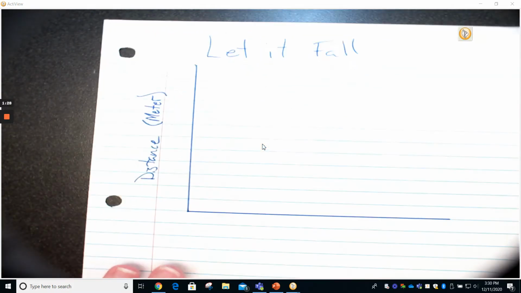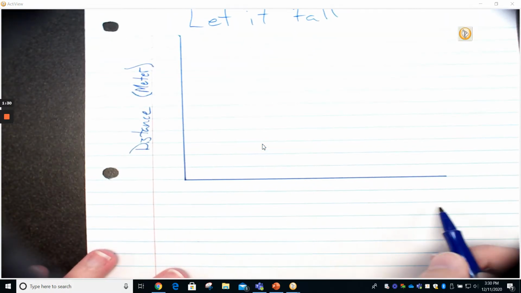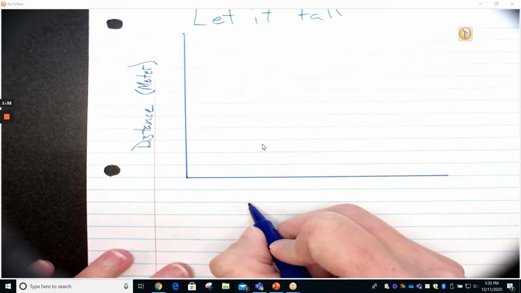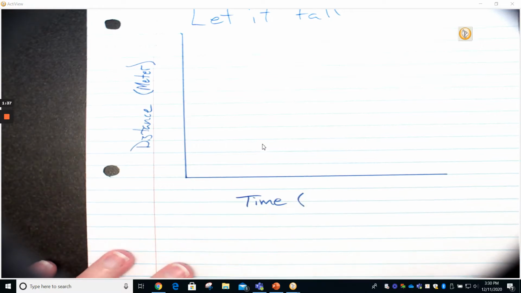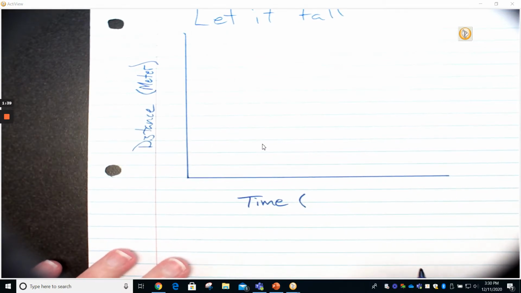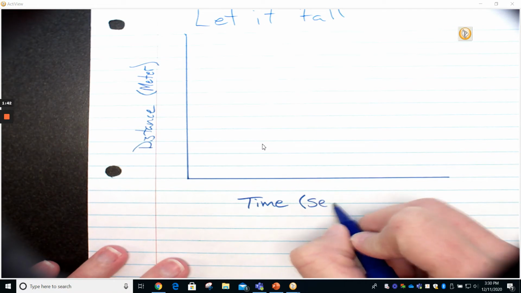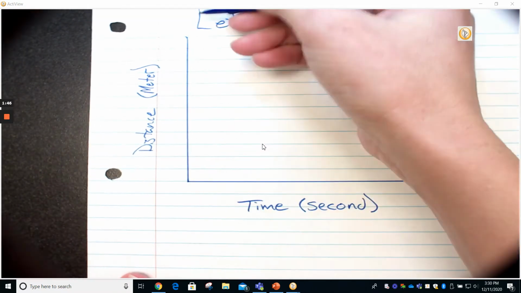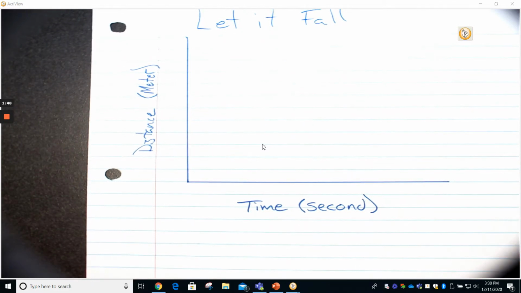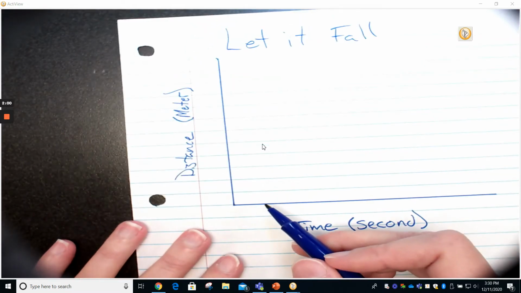Okay? On the bottom here, on the x-axis, is where we put time. So I'm going to put time down here. And then, do you remember our unit for time? It's a second. Okay, so we got meter up here and second over here. Now, our distance is going to be the same the whole way through because it's just a meter, right? So let's go ahead and see if we can graph this.